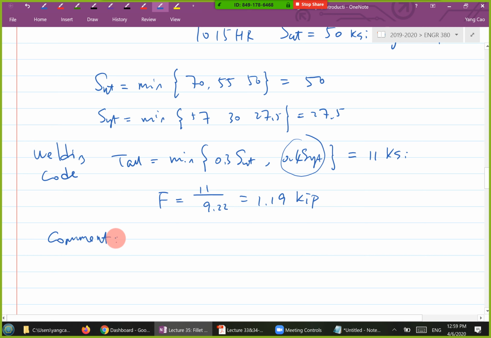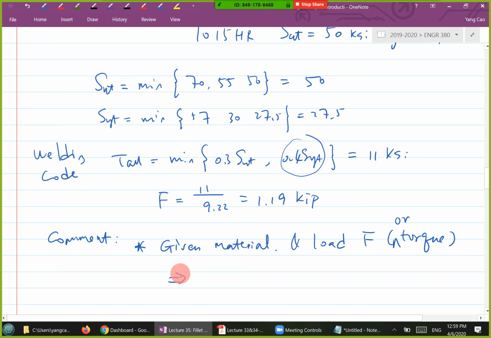Different variations of the question, right? So for example, the question is maybe given material and the load F, or maybe torque, who knows, right? Depends on the, okay, or torque. So given material and given your load, and also given the type of weld.